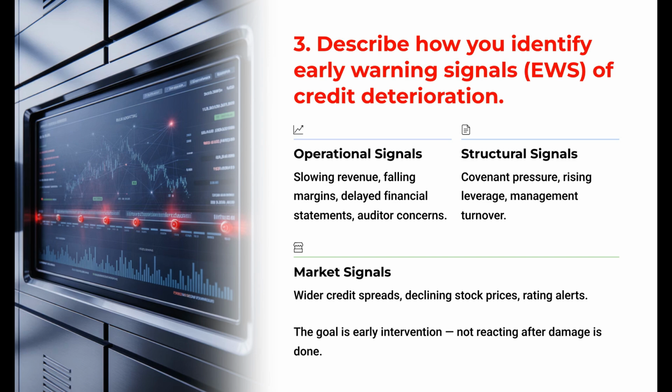Describe how you identify early warning signals, EWS, of credit deterioration. Early warning signals appear before defaults occur. You look for slowing revenue, falling margins, delayed financial statements, auditor concerns, covenant pressure, rising leverage, or management turnover. Market indicators also help: wider credit spreads, declining stock prices, or rating alerts. The goal is early intervention, not reacting after damage is done.